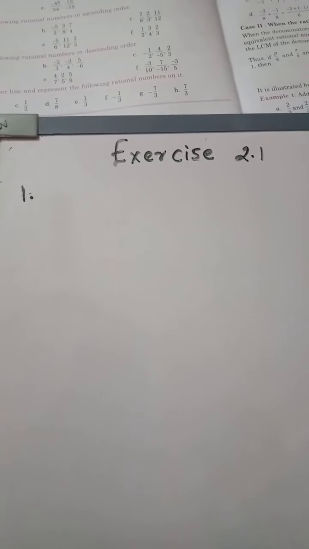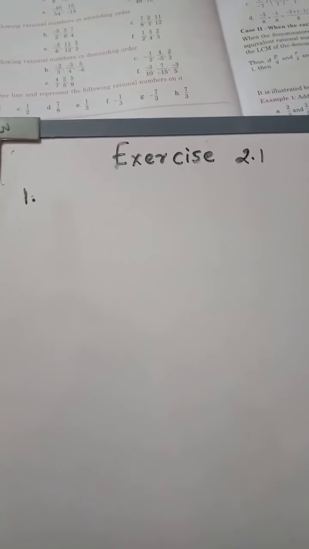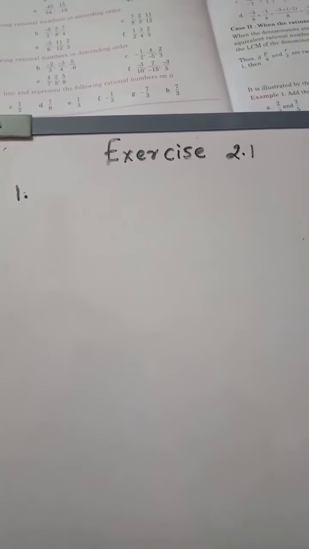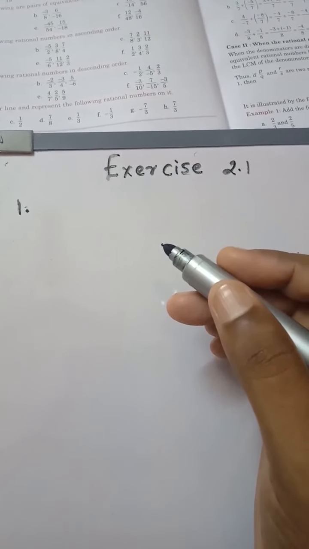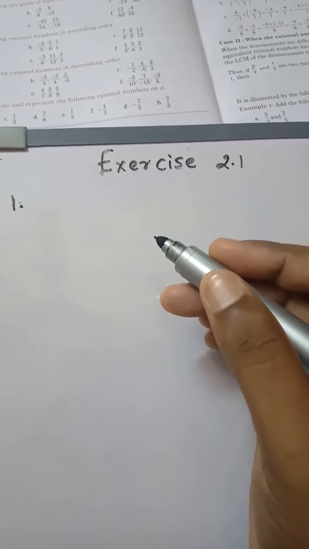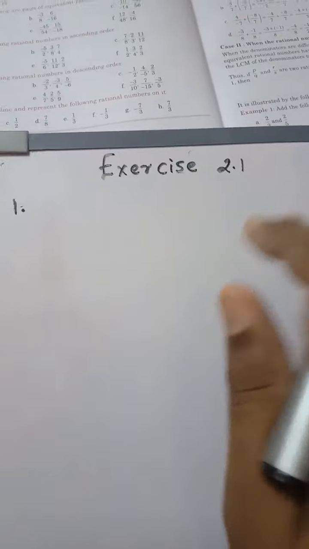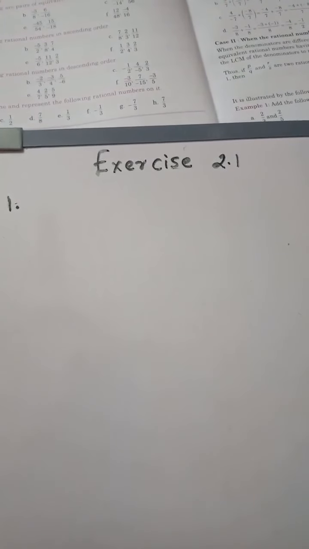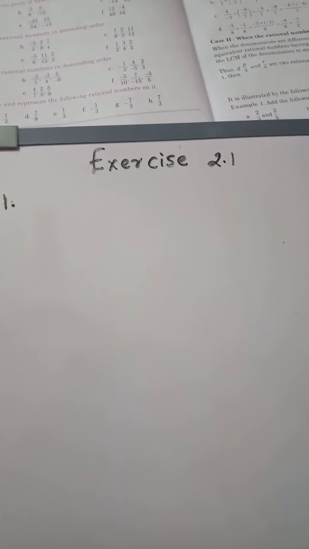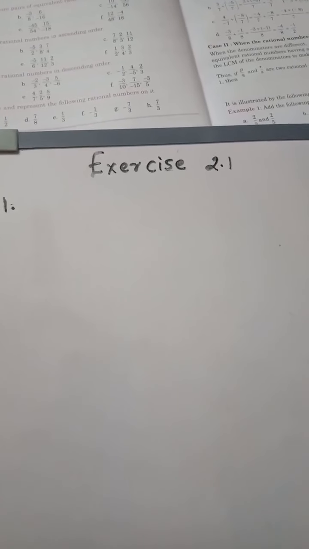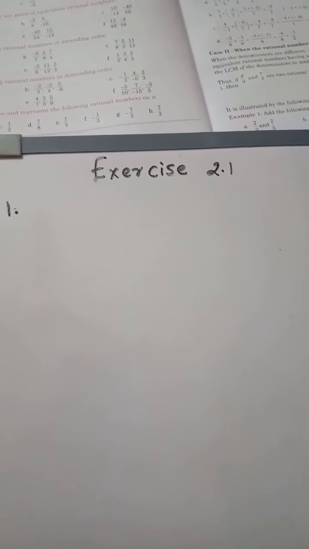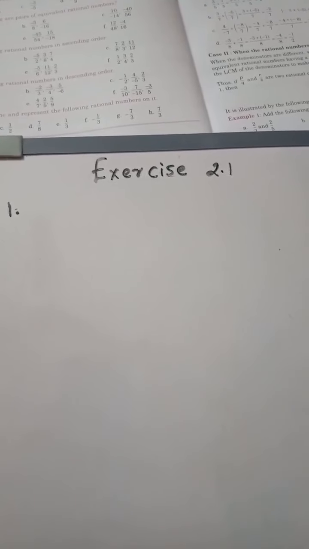In this video, I'm going to explain once again how to solve questions from the exercise 2.1. First question, we have: express each of the following rational numbers in the standard form. And we have seen already, to express a rational number in standard form, we have to make the denominator positive and at the same time it should be in the reduced form.